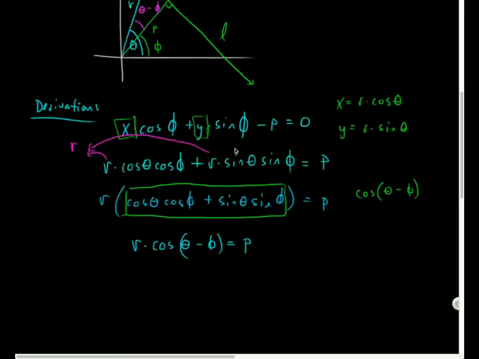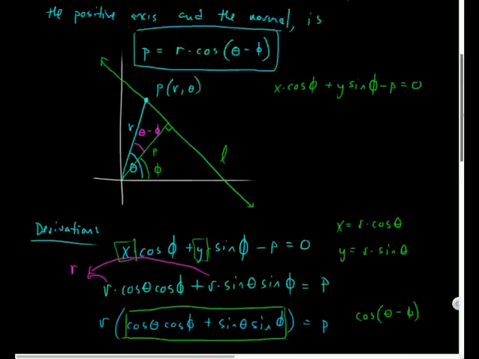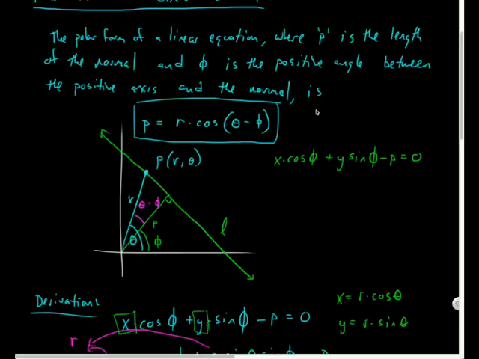So here's at least some algebraic justification for where this formula comes from. And I just want to point out that in this formula, we have a couple constants. p is going to be a constant, as well as phi. So p and phi are constants.